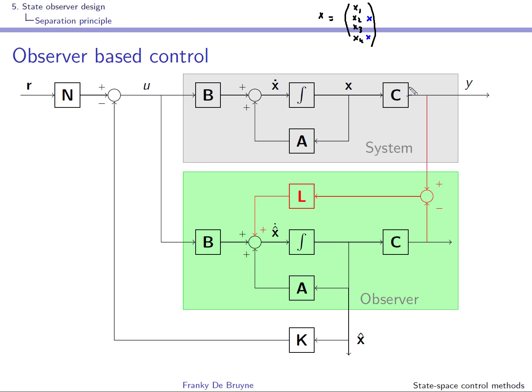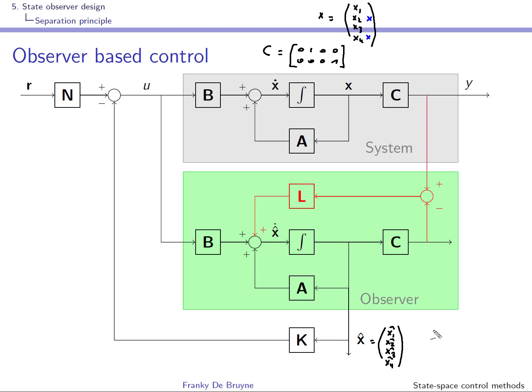This means that in this case the C, I don't know if you can see that, has two outputs, x2 and x4. It's 0, 1, 0, 0, 0, 0, 0, 1, right? So in this observer-based control, what has been done is use x1 hat, x2 hat, x3 hat, and x4 hat. But of course there are alternatives.